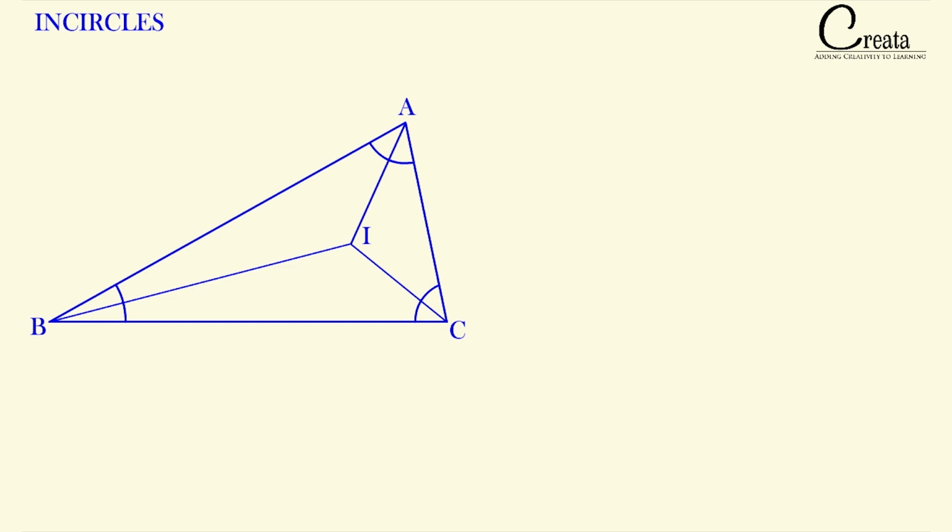Let's draw the perpendicular from the incenter to the three sides of the triangle. ID, IE and IF are the three perpendiculars to the sides BC, AC and AB respectively. Are you able to visualize many triangles in this figure? These are the 6 small triangles that are formed in this whole triangle ABC. If we take these two triangles, that is triangle FBI and triangle DBI, are you able to observe these two triangles are congruent triangles?